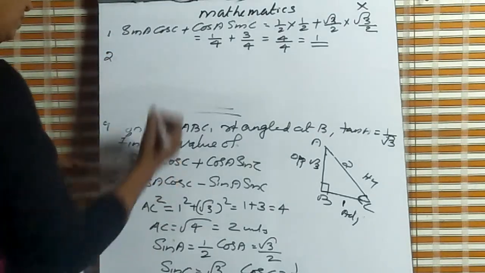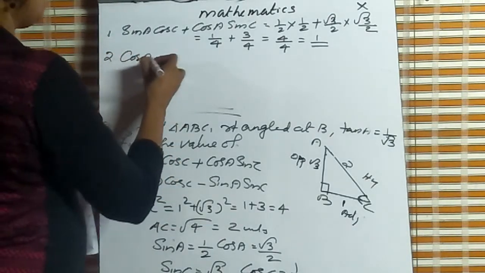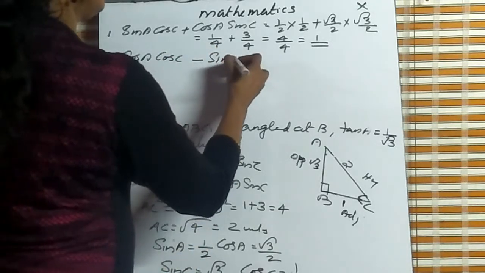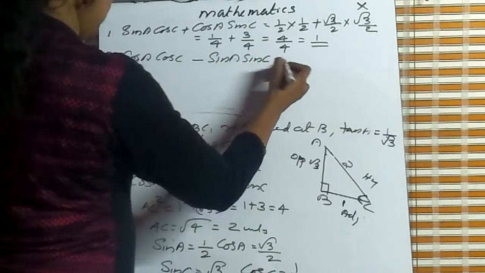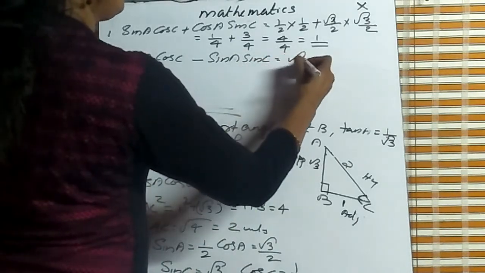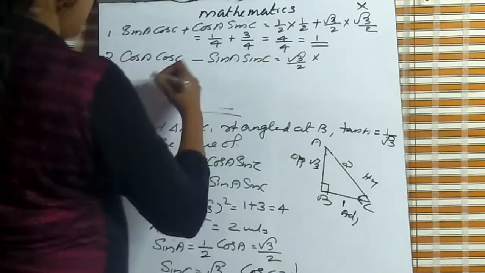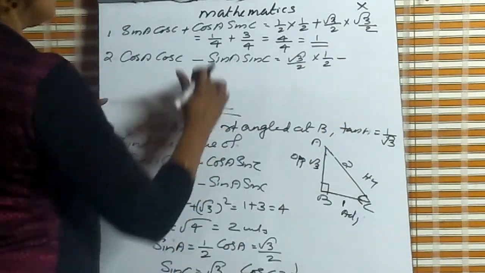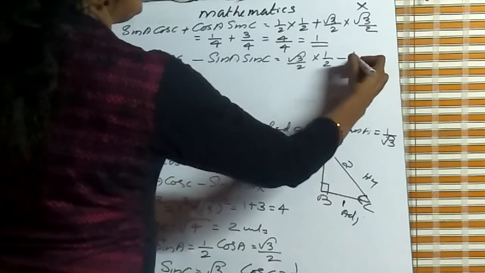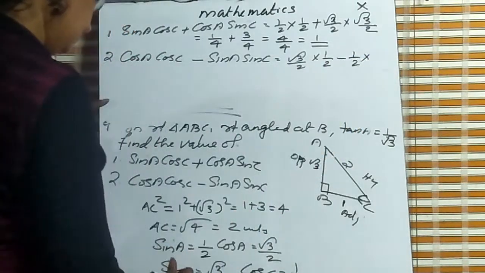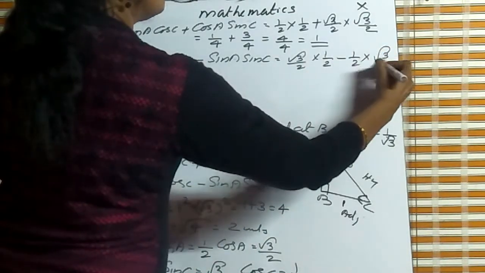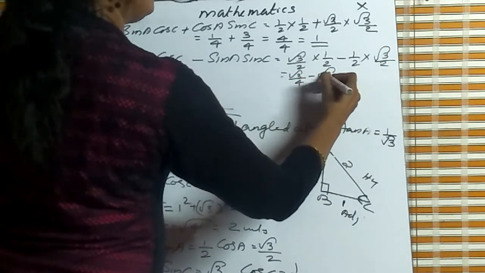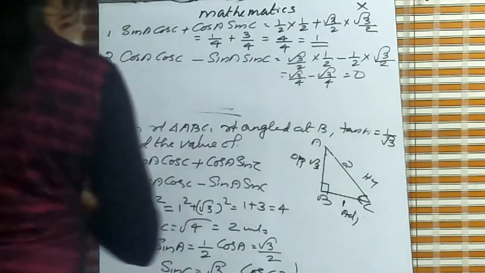Second question, find cos A cos C minus sin A sin C. Substitute the values. Cos A is root 3 by 2, into cos C is 1 by 2, minus sin A is 1 by 2, into sin C is root 3 by 2, equals root 3 by 4 minus root 3 by 4, which is equal to 0.